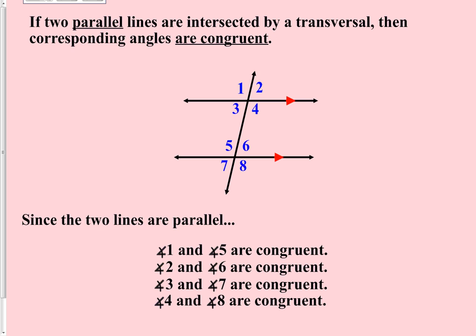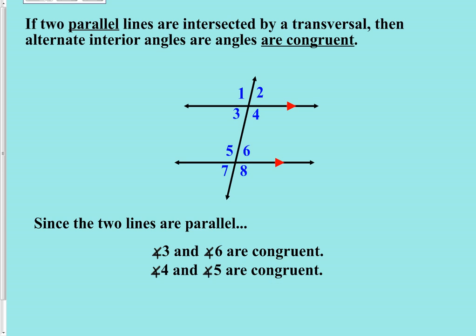The corresponding angles that we talked about, here is the property that goes along with them. Wherever your corresponding angles are, they will be congruent. They'll have the same measurement. Hopefully in the previous lesson you identified their locations. Now that you know which ones are corresponding, if the lines are parallel, the corresponding angles will be congruent. Same thing is true with the alternate interior angles. Now that you know where they are and how to find them, if the lines are parallel, then your alternate interior angles will be congruent.